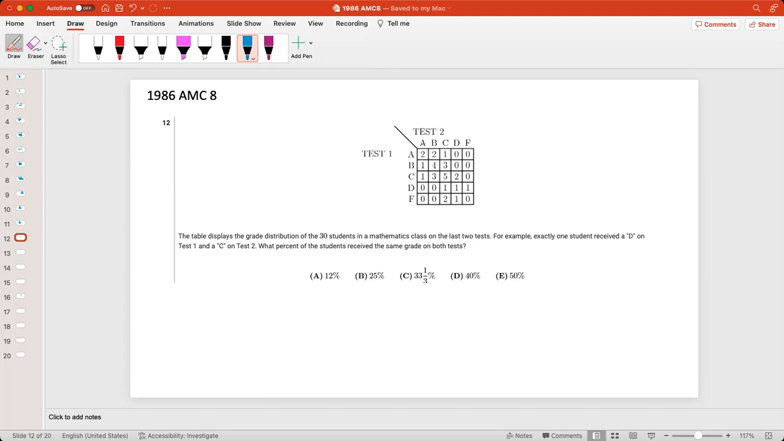So as you can see, the same grade students are the ones right in the middle of the grid. So it's 2 plus 4 plus 5 plus 1, which is 12. Okay, so we have total 30 students, so 12 by 30, which is 40%. So your answer is D. Going to the next question.